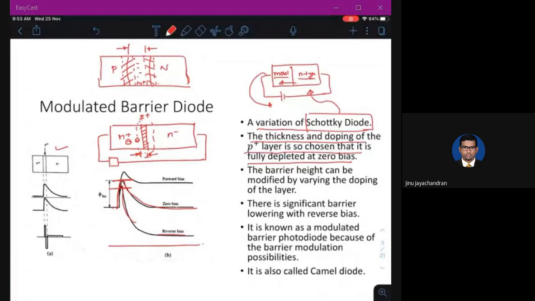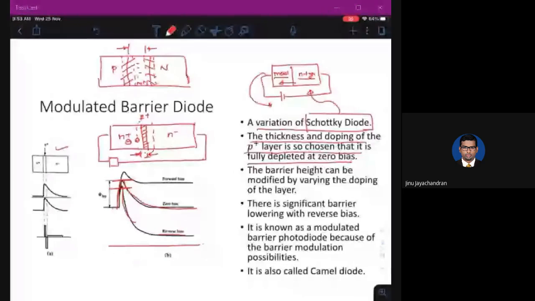So if you want to detect a photocurrent of any particular wavelength, let's say I want to detect a photocurrent of wavelength lambda, you apply the bias in such a way that only that wavelength lambda, when it is incident on the device, can produce electron and hole pairs which can jump over this barrier.